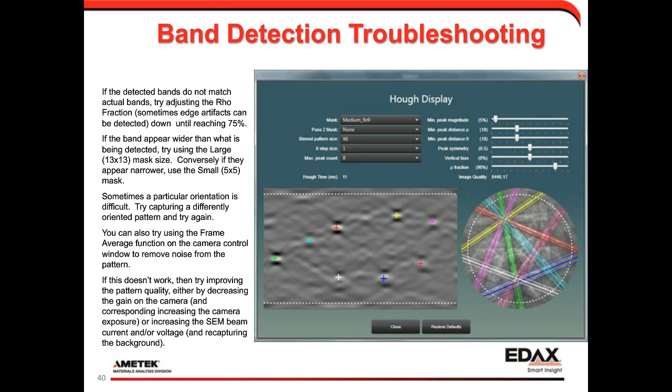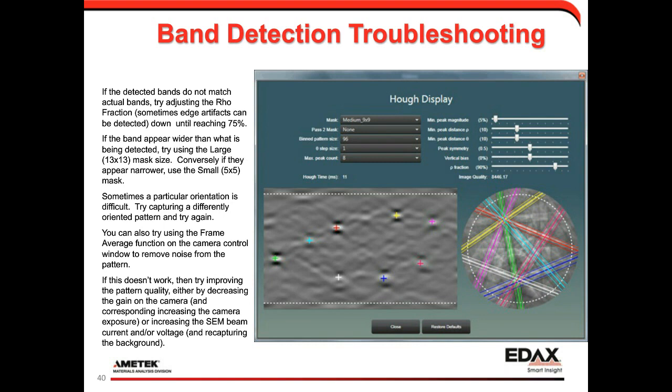So this is a good slide to go over a lot of things. The biggest issue you're going to see is that the bands do not match an actual band. What we can do about that is change the row fraction. The row fraction is a slider on the bottom right side, and this basically brings the pattern in. So we see the circle here, see the ring. This is the row fraction. If I lower the row fraction, it brings the ring in.